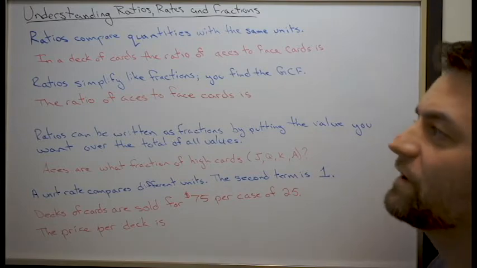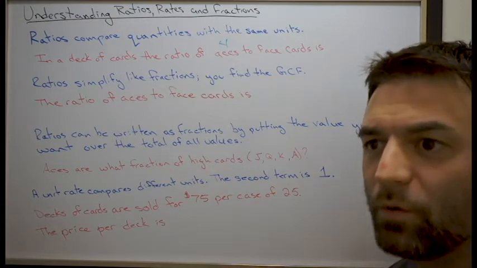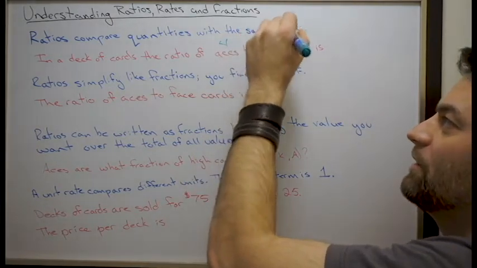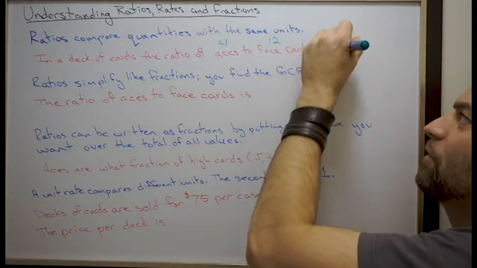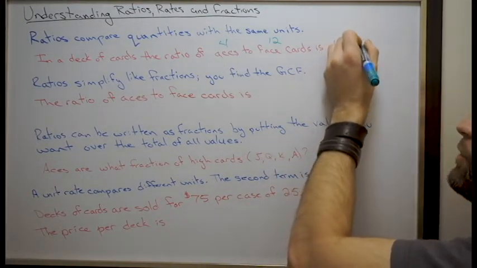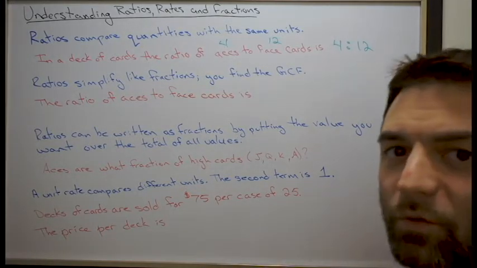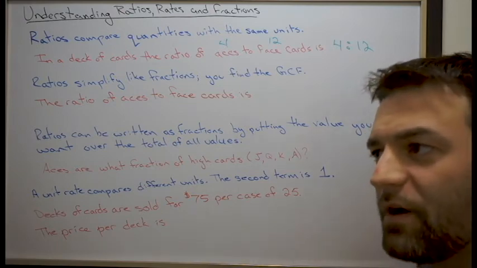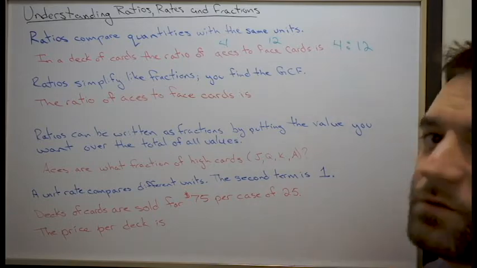cards. So in a standard deck, you would find yourself with 4 aces, and in face cards, which are jacks, queens, and kings, there are a total of 12 of those. So the ratio comparing those is 4, and we use this colon here, the 2 dots, so 4 to 12. So the ratio of aces to face cards is 4 to 12. We just say 4 to 12, we don't say 4 cards to 12 cards, because with ratios we're just comparing the same units and we only use the 2 numbers.